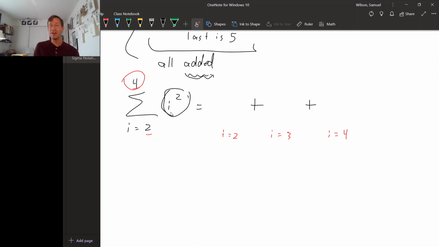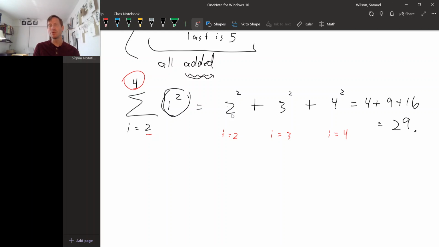This pattern says whatever i is, you square it. So in the i equals 2 term, i is 2, and that gets squared. In the i equals 3 term, i is 3, that gets squared. And in the i equals 4 term, i is 4, and that gets squared. Now this is just a big arithmetic problem. 2 squared is 4, plus 9, plus 16. So 25 plus 4, 29, I guess. Okay, so that's how sigma works.